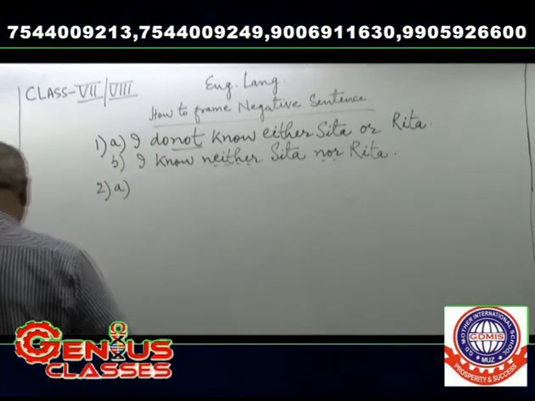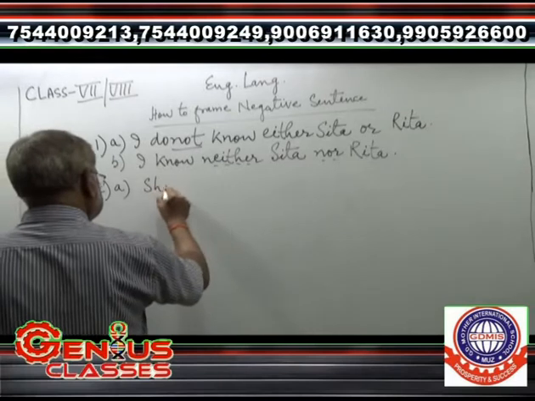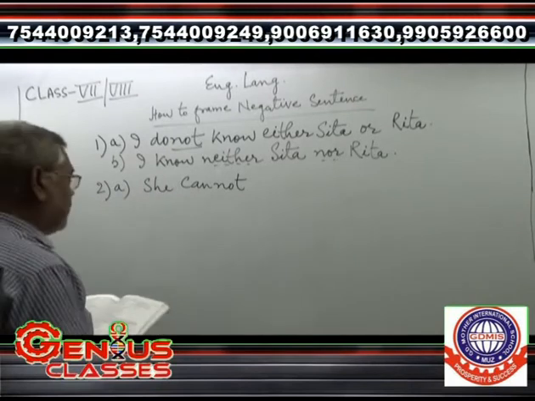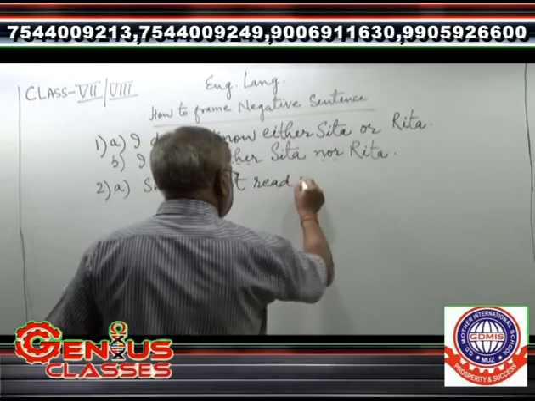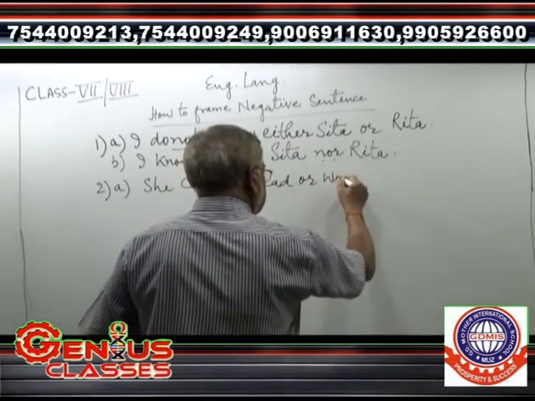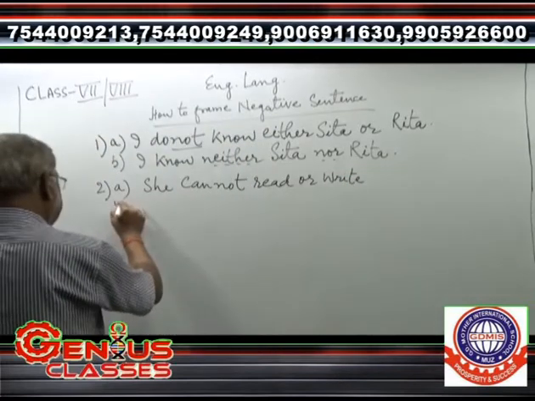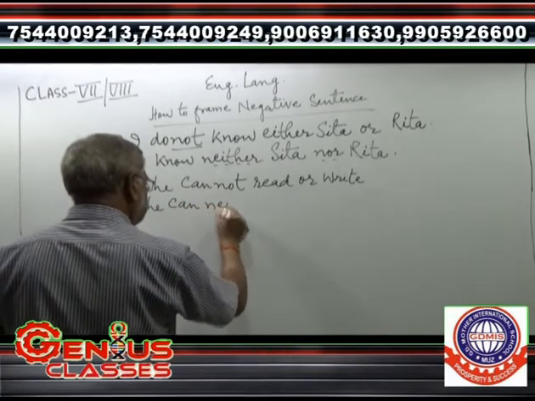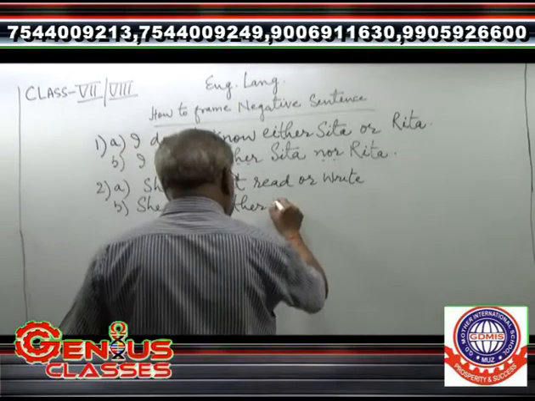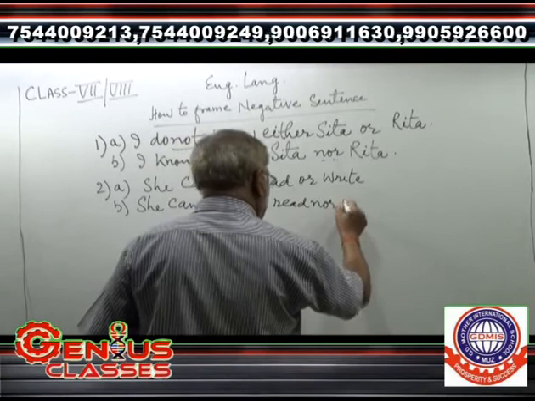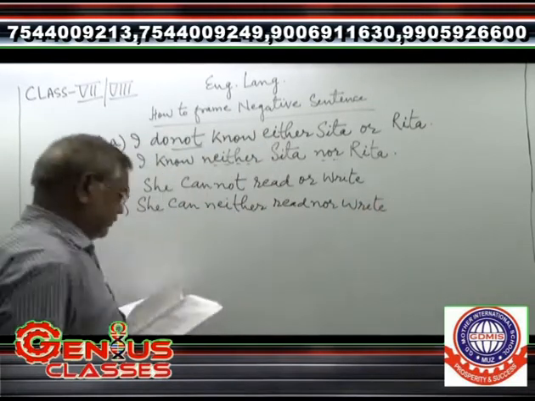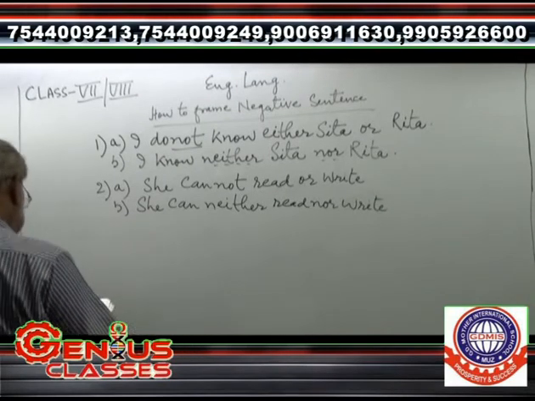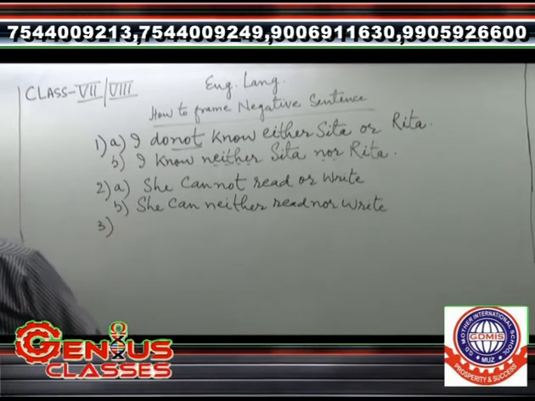Now the second one: she cannot read or write. Then another way: she can neither read nor write. The next example you can also have a look at.